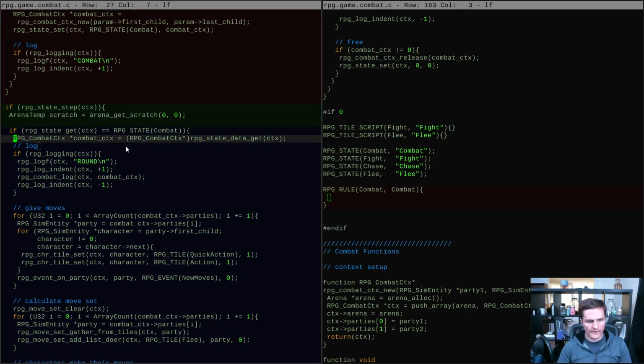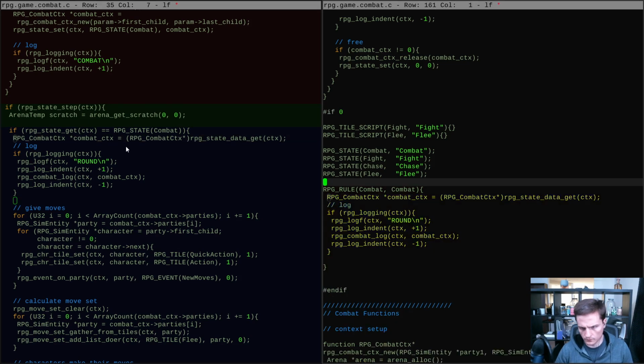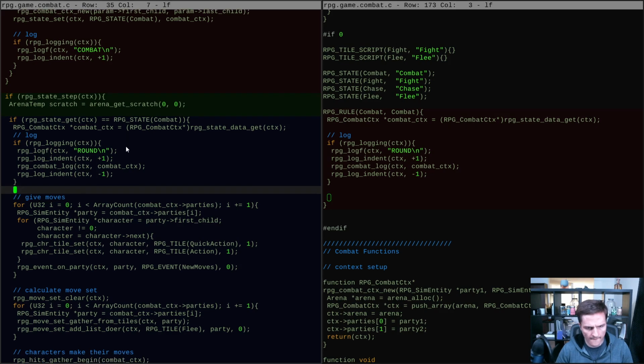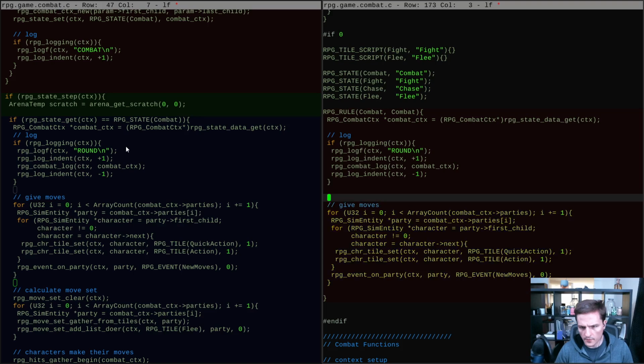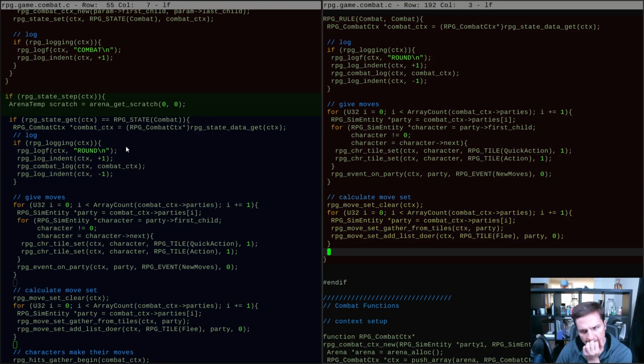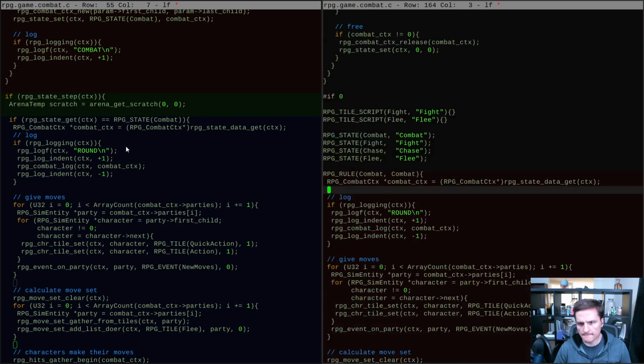All right, somehow you'd have to still have a combat context, I guess. Not sure where and how that's going to work, but I'll get around to it as I sketch this out. I'm going to give the moves. Calculate a move set. We're not going to add that. Oh wait, no, this is fight that I'm writing.